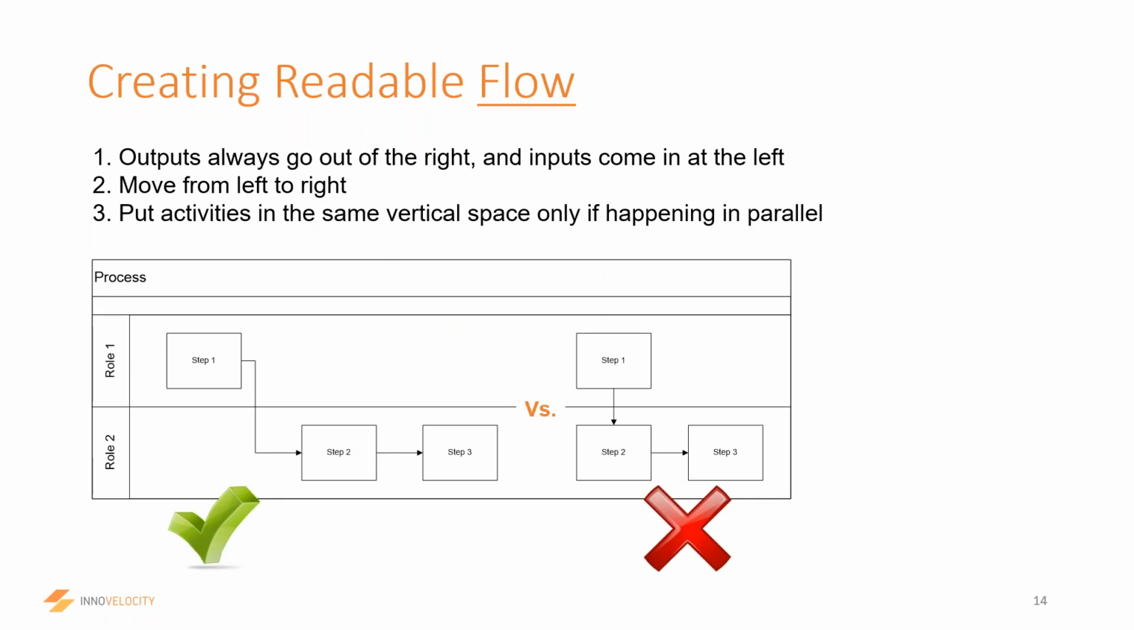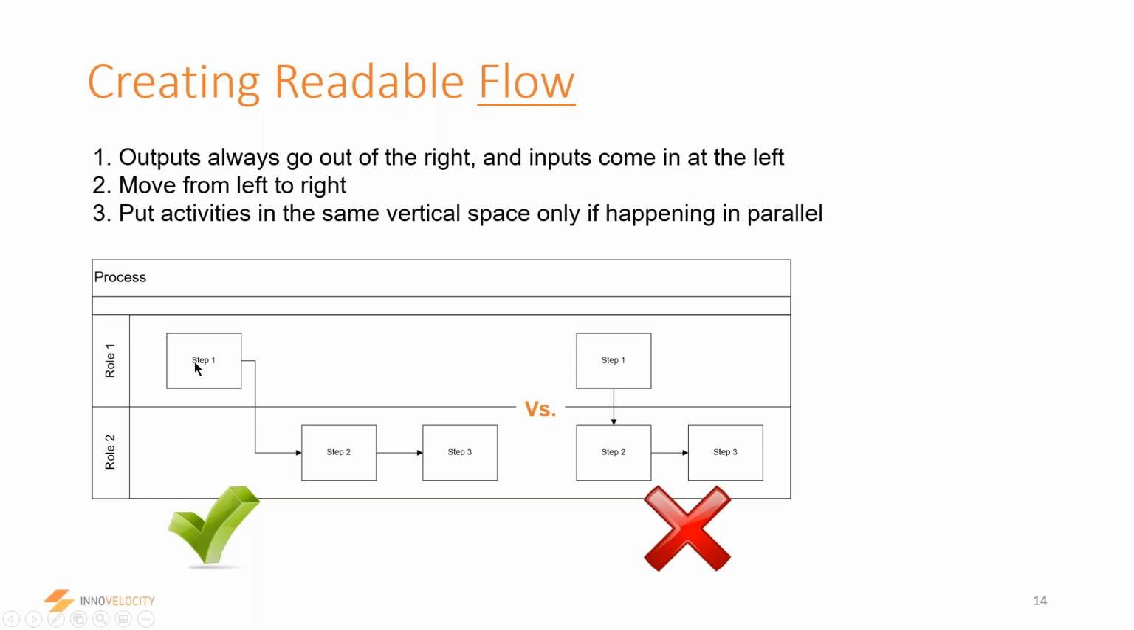Another very important tip that we like to use when we're creating these diagrams is to basically have a very clear left to right readable flow. It's very important that the precedence and the timing is clear in your diagram. Who's waiting for who? Does it bounce back and forth and so on? So we like to set things up where outputs always come out of the right of the box and come in to the left of the next box, always moving from left to right and putting activities in the same vertical space only if they're happening in parallel.